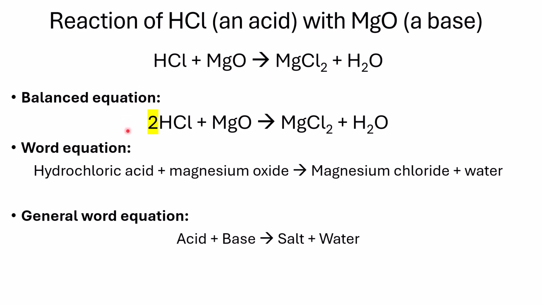So if you put a coefficient of 2 in front of the HCl, your chemical equation now balances. There are 2 hydrogens on the left, 2 hydrogens on the right, 2 chlorides on the left, 2 chlorides on the right, and 1 magnesium on either side, as well as 1 oxygen on either side. So the word equation: HCl, hydrochloric acid, plus MgO, magnesium oxide, forms magnesium chloride, MgCl2, and lastly water, H2O. The general word equation for an acid-base reaction is acid plus base forms salt plus water.